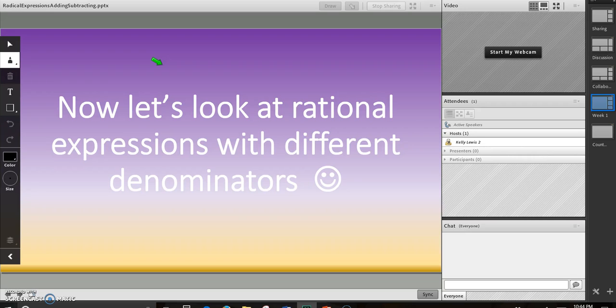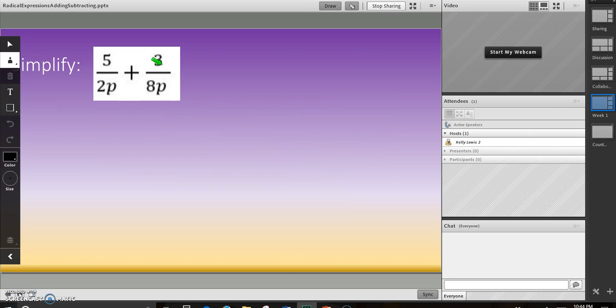All right, so all the ones that we had previously done had common denominators, and now we're going to do different denominators. All right, so let's look here. If we just had 1 over 2 and 1 over 8, and we wanted to, I don't know, add them.